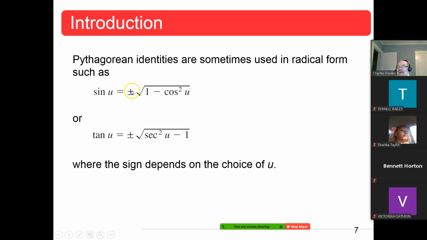Now notice though, when you take a square root of both sides, you introduce a plus or a minus. How do you know which to use? Well, you have to depend on the choice of u. If u was in the first or second quadrant, you use the positive because sine is positive in the first and second quadrants. If u was in the third or fourth quadrant, you have to use the negative. With tangent, if u is in the first quadrant, you use the positive. If it's in the fourth quadrant, you use the negative. So you just have to go depending on where the u is. That determines which sign, plus or minus, that you use.